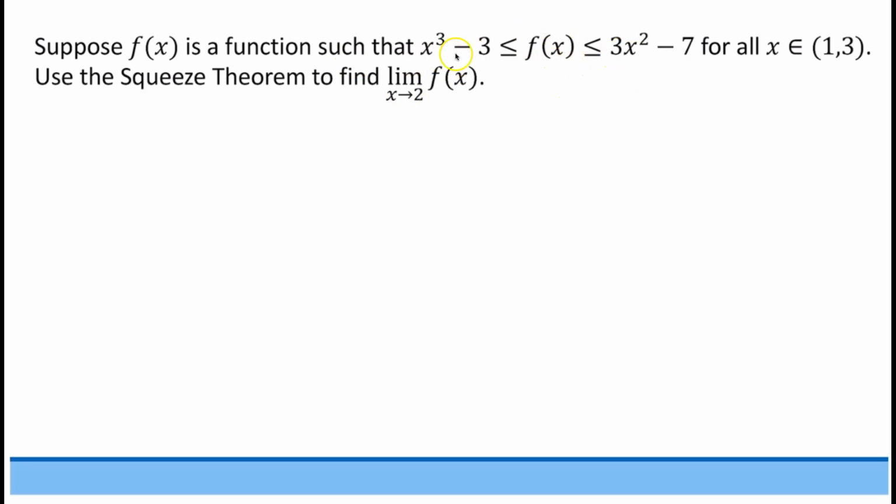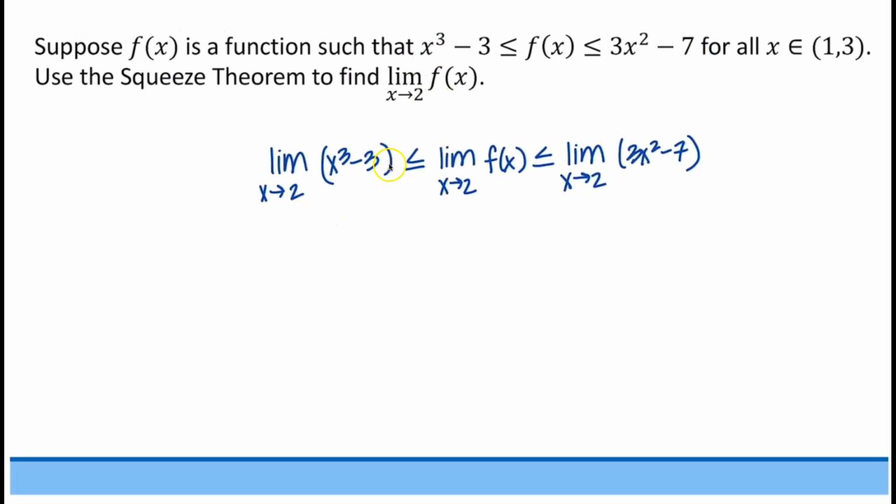So let's go ahead and take the limit of those two outer functions. Here I've taken the original inequality we were given and put the limit as x approaches 2 in front of all of them. The limit on the left side is found by doing direct substitution. So 2 cubed is 8, minus 3 is 5. So the limit on the left is 5. And then on the right, 3 times 2 squared is 12, minus 7 is also 5.